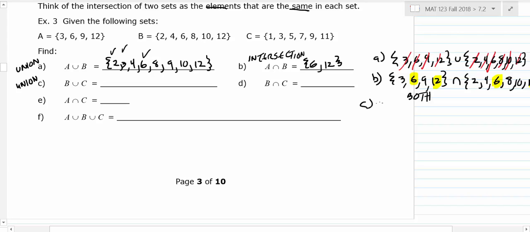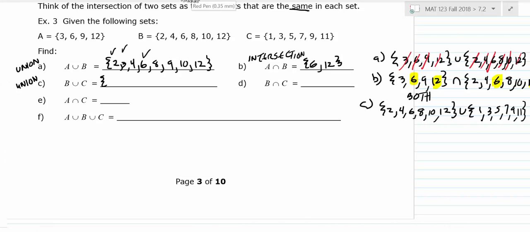C is union. So on C, we have set B, which is 2, 4, 6, 8, 10, 12, and then we have set C, 1, 3, 5, 7, 9, 11. So what we're going to do is just do a union of those two sets. This is basically how I do this. I try to put everything in order if it's numbers. So let's start with 1. That belongs in here, okay?